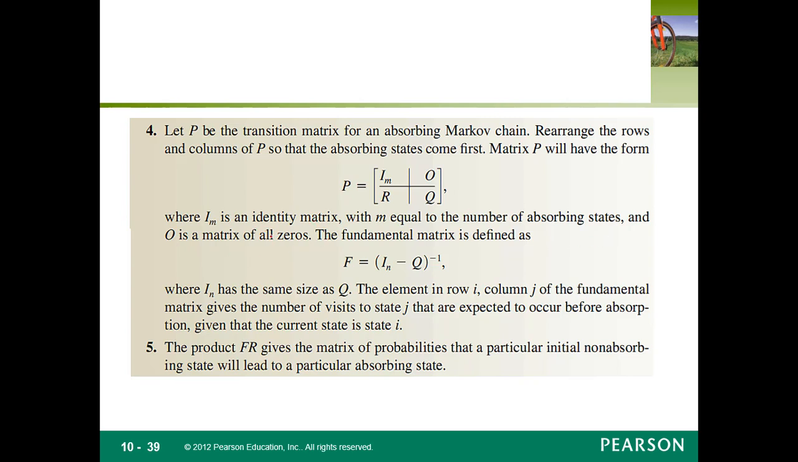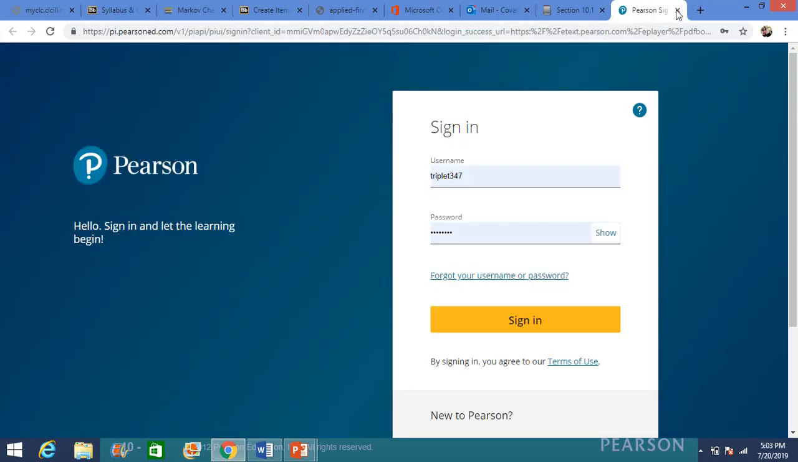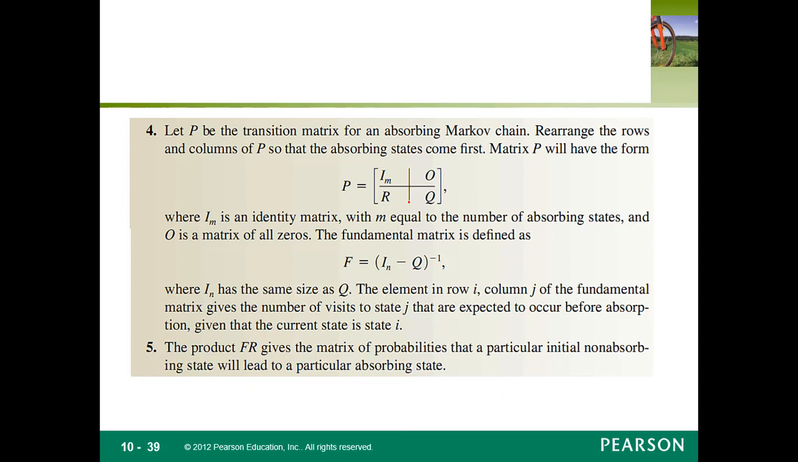O is just a matrix of all zeros, because you'll have this identity matrix here, which means the rest of the entries are going to be 0 after this identity. And then you have an R matrix, and then you have a Q matrix.